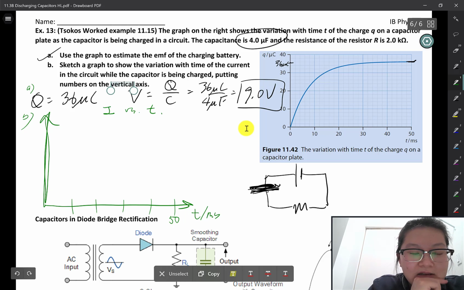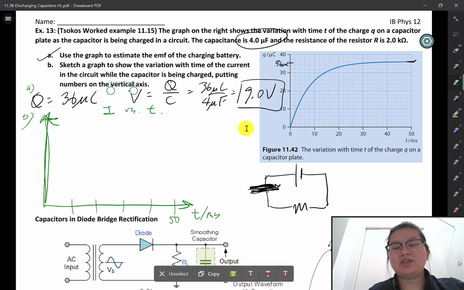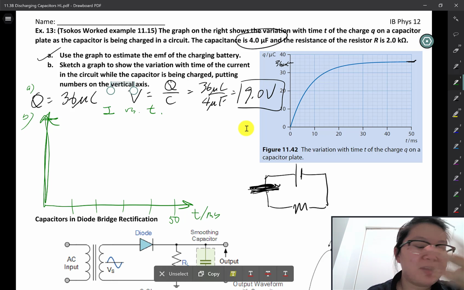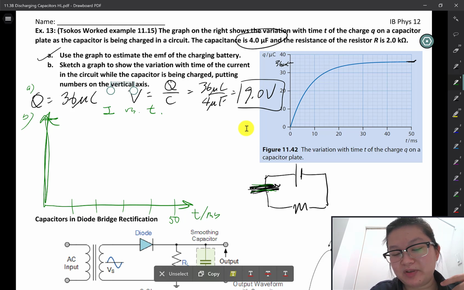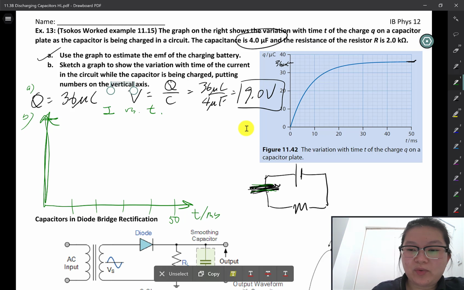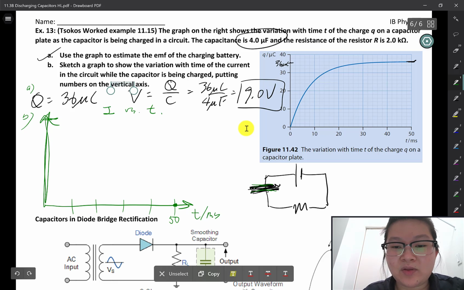Okay, we know that the current starts out with a peak and then it drops off, because over time, as the potential difference develops across this capacitor, the potential drop across the resistor is going to be less and less, meaning less current will be flowing. So what we could do, well, we know that the current at 50 is going to be 0. So let's just put that one dot there because we know that for sure.